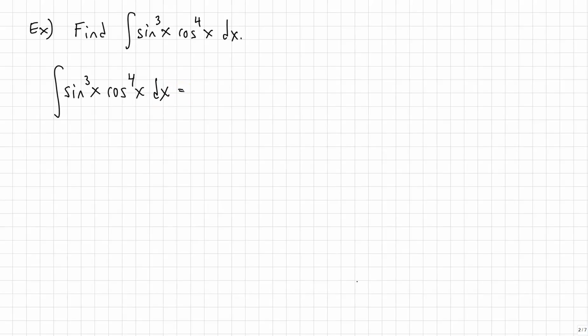And in this case, we're going to want to take sine cubed and write it as a sine squared and a sine. So we'll keep two of them together and then separate out one of them. And then sine squared, as we know from trig, is 1 minus cosine squared.